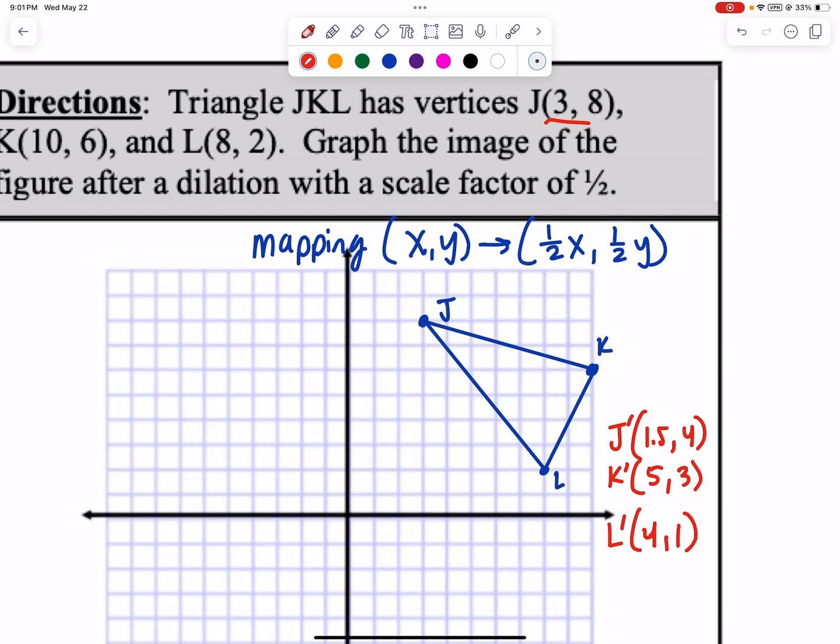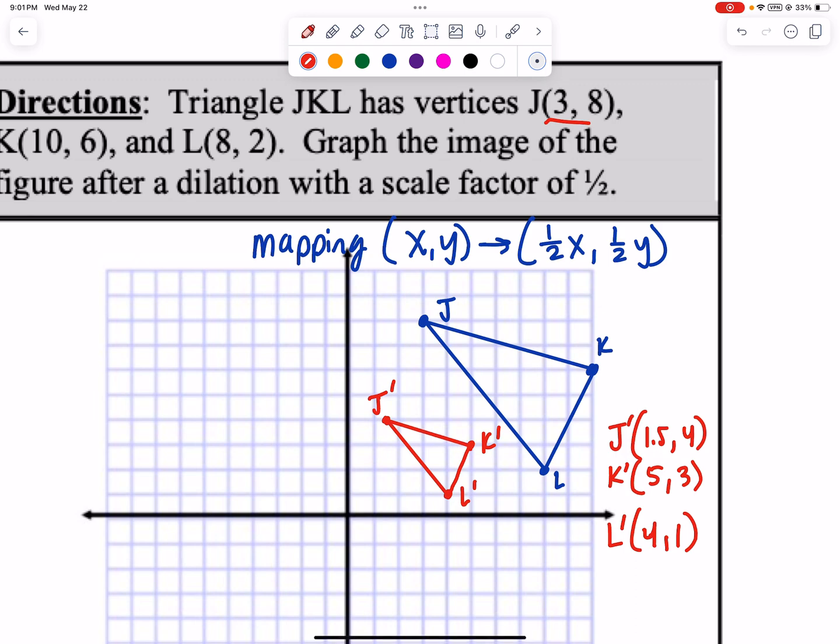So 1.5, 4: you just go over 1.5 and up 4, 1, 2, 3, 4. So here's J prime. We have 5, 3: 1, 2, 3, 4, 5, then 1, 2, 3. And that's K prime. Sorry, I missed my prime there. And 4, 1: 1, 2, 3, 4, up 1. This is our L prime. Go ahead and connect our points.